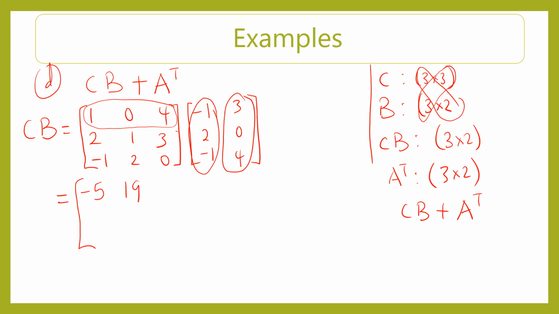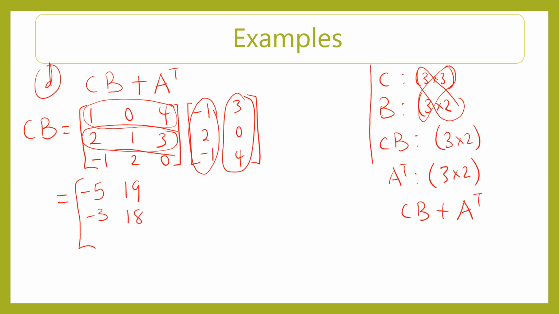So let's go to the second row. So 2 times minus 1 is minus 2. 1 times 2 is 2. 3 times minus 1 is minus 3. So minus 2 plus 2 minus 3. That will be minus 3. And then 2 times 3 is 6. 1 times 0 is 0. 3 times 4 is 12. 6 plus 12 is 18.